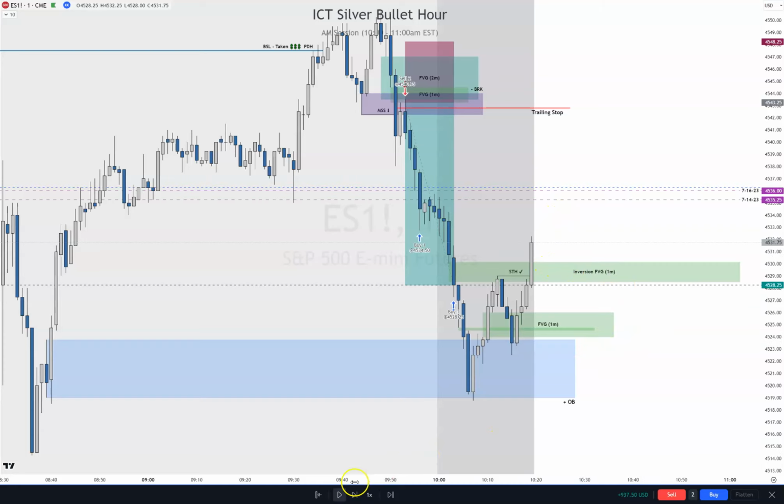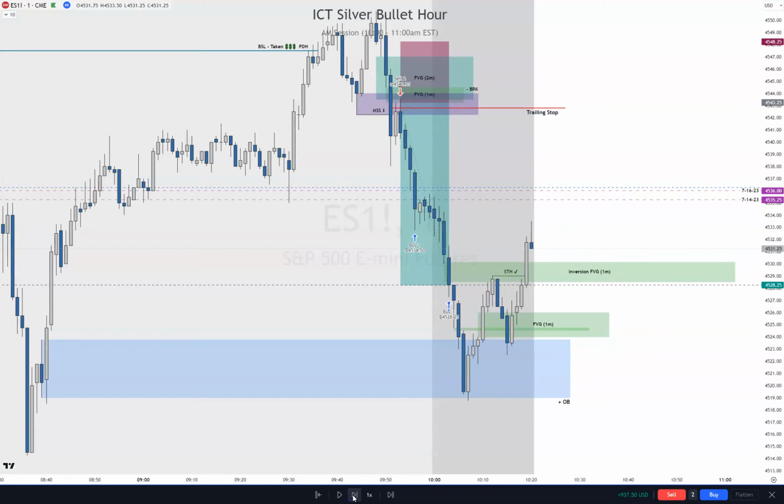Okay, let's see how price. Okay, now we have another fair value gap from here to here. And when I look on the 2 minute, you also have a 2 minute fair value gap right here. So now we've got a 1 minute, a 2 minute, and an inversion all in the same area. Kind of like we have this pocket, a cluster of PD arrays right here. I'd expect a strong reaction when it comes into here. So if it does come down into there, I'm going to take a trade.